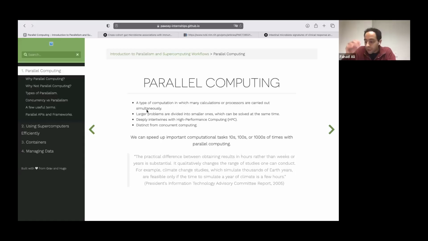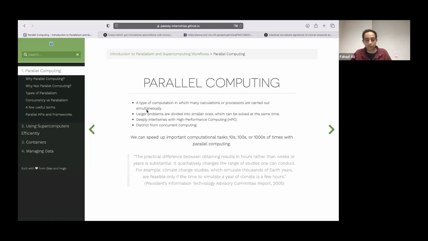Okay, so today we're going to be talking about parallel computing. And I guess the first question to answer is, what is parallel computing? Parallel computing is when you conduct your computation or your calculations or processes simultaneously, when you have multiple processes and they happen at the same time.